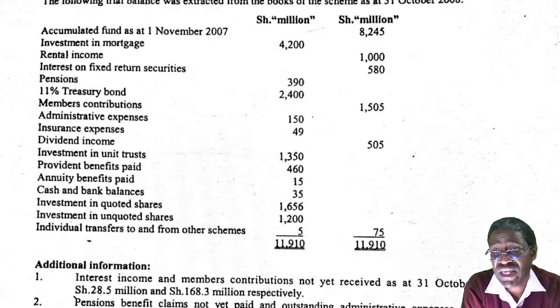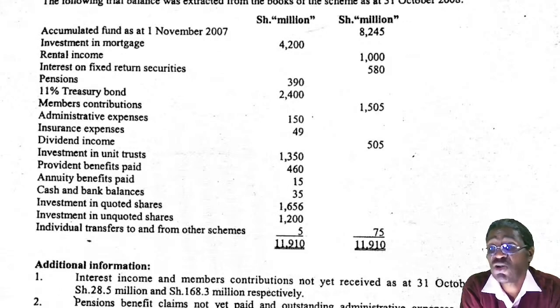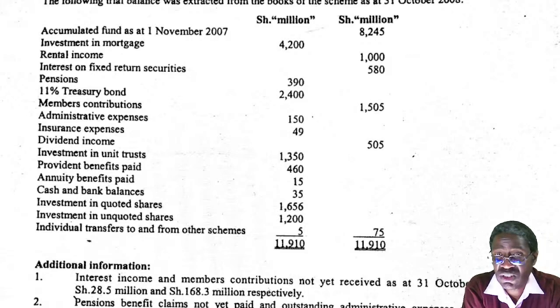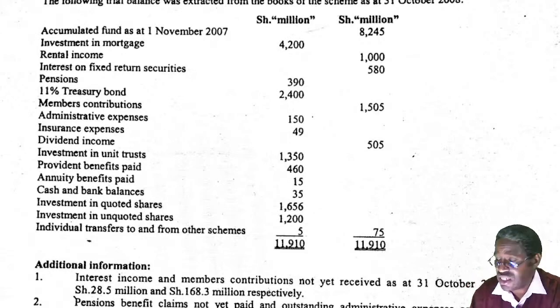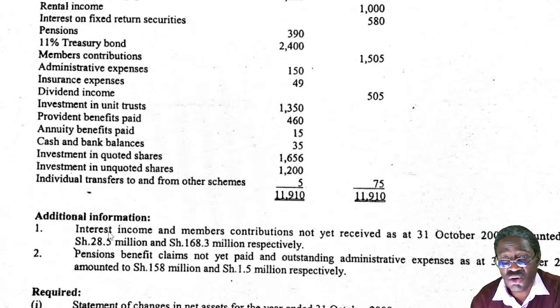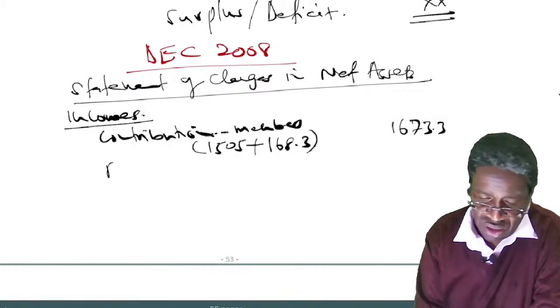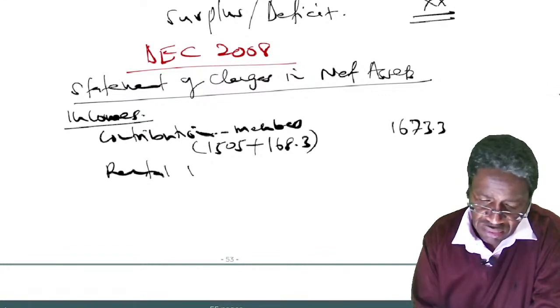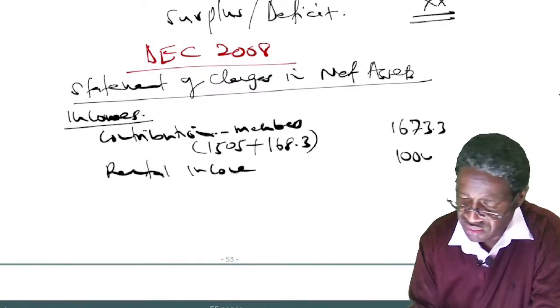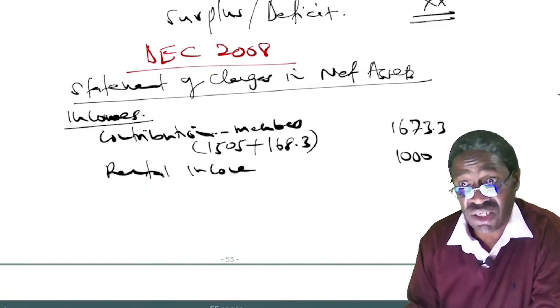I can see the first figure there is accumulated fund. That's not an income. The other figure I'm getting on the credit column is the rental income. That's another one. Good. So they are saying our rental income is 1,000. Is there any adjustment affecting it? Let me check the additional. In terms of rental incomes, no. There is no adjustment affecting it. So we just pick rental income as 1,000. Put it, rental income, 1,000. That one did not have an adjustment.